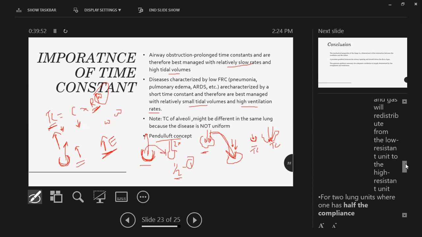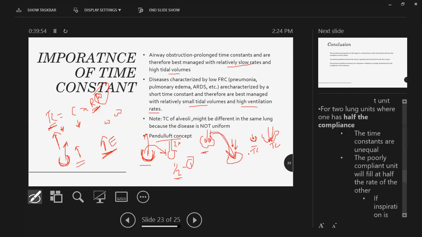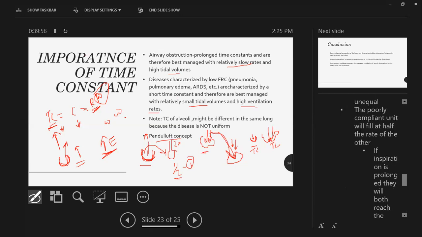Another situation where two lung units, there is no place at all, no? Where will I draw? Where will I draw? Can I erase it? Yeah. Okay, good.